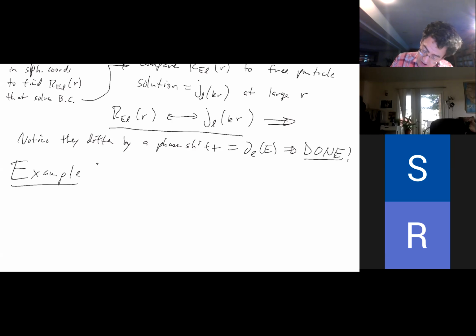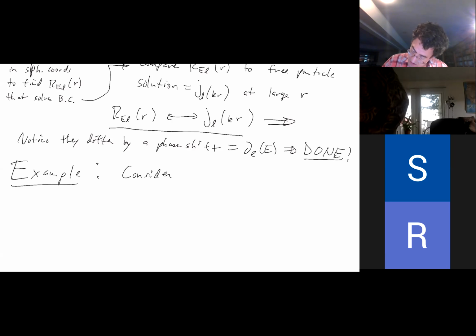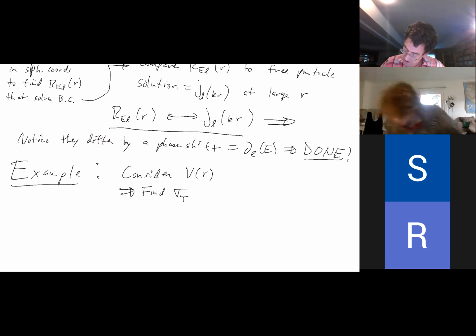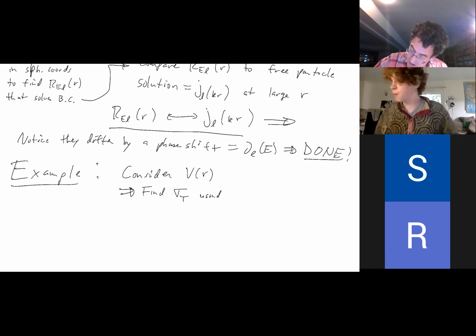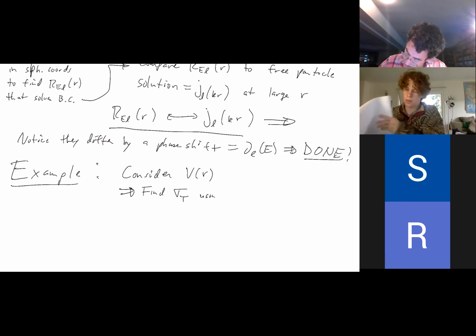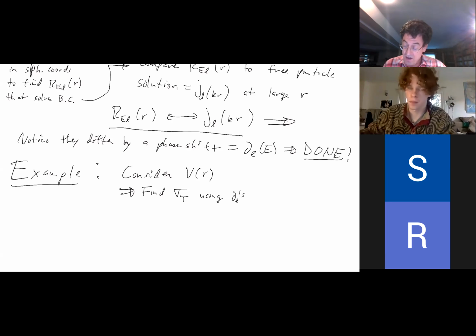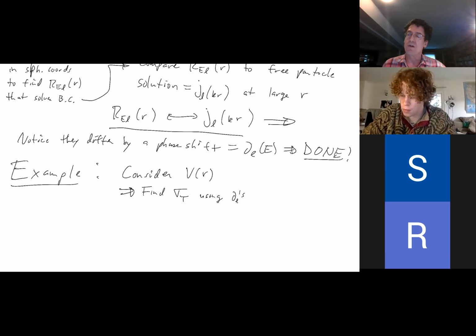Let's consider some potential, and then let's find the total scattering cross section using phase shifts. Okay, which potential should we use? So let's pick a very simple example. Somebody tell me, what example should we do?